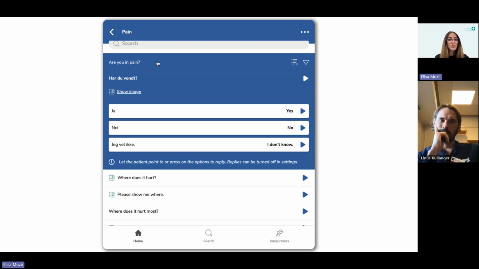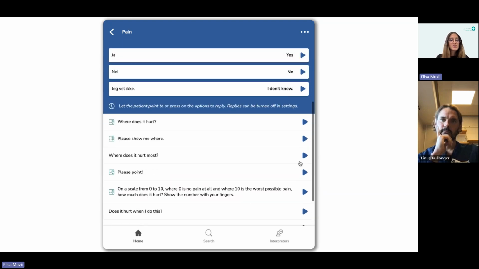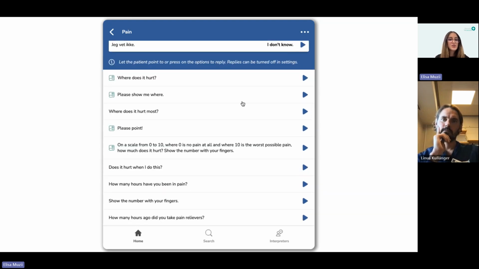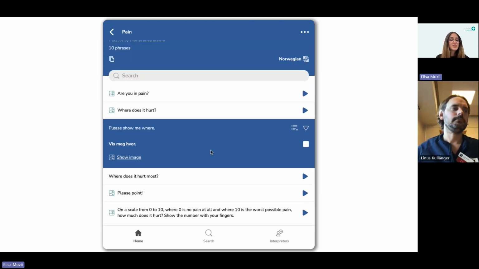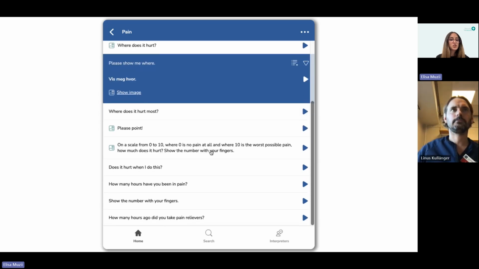So now this is a question and you can either instruct the patient to please nod for yes or shake your head for no so that they know how to reply with body language. Alternatively, they can also choose between one of the built-in answers in our app. So these are a few more examples of phrases you can say. So for example, where does it hurt? Hvor har du vondt? Please show me where. Vis meg hvor. So the patient can show you.